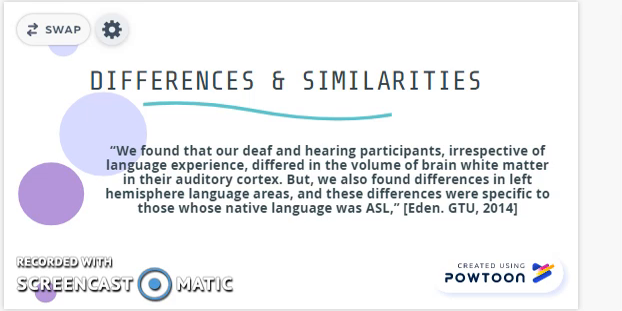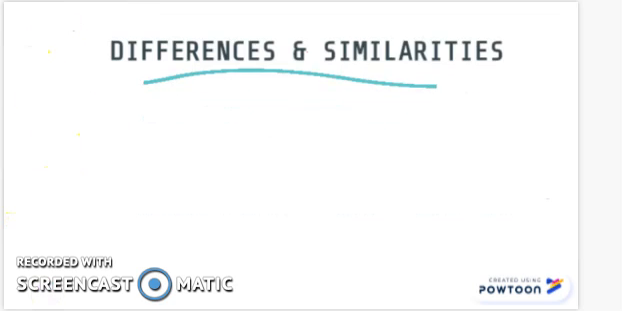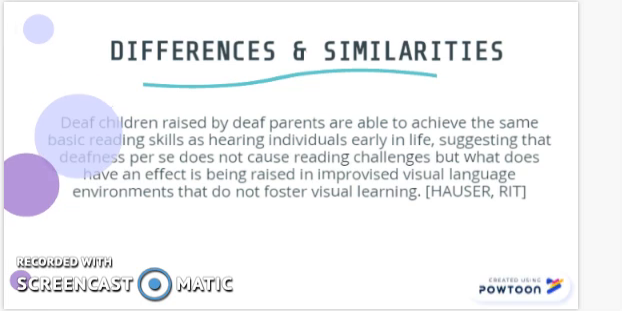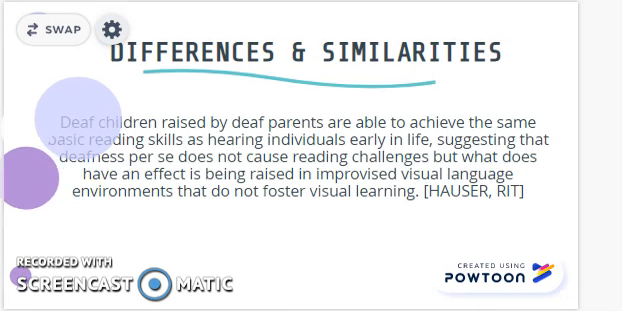Another similarity, funnily, was from Hauser from the University RIT. He said that deaf children raised by deaf parents are able to achieve the same basic reading skills as hearing individuals in early life, suggesting that deafness per se does not cause reading challenges, but what does have an effect is being raised in impoverished visual language environments that do not foster learning.